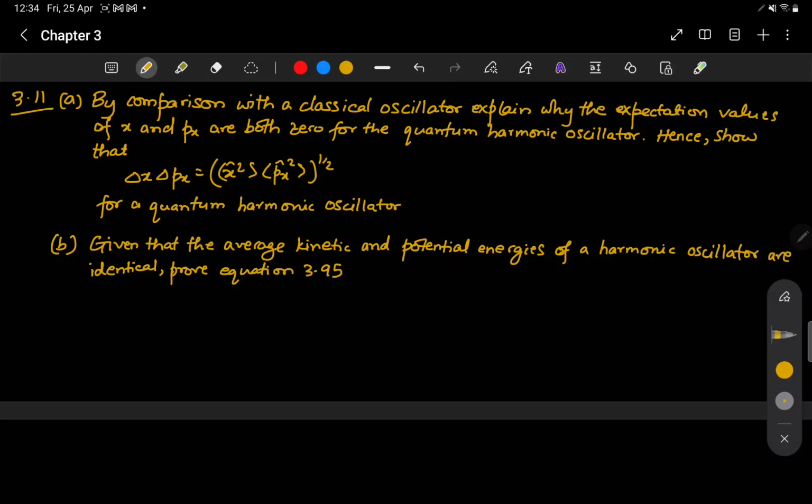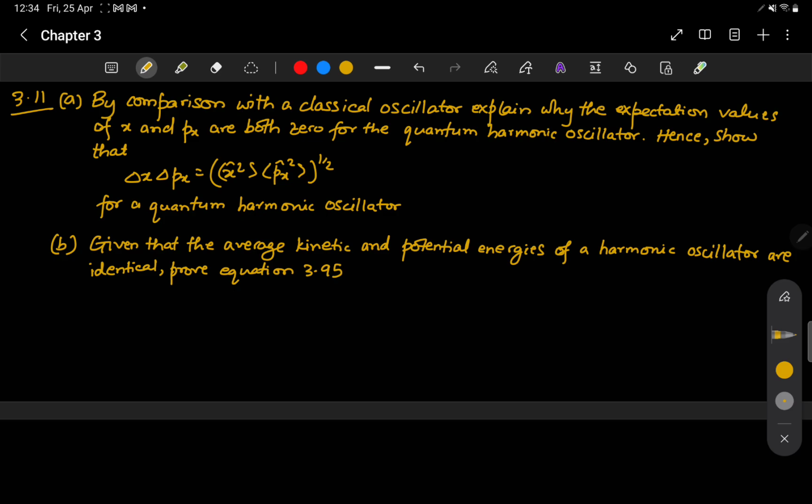Problem 3.11. It has two parts. Part A. By comparison with a classical oscillator, explain why the expectation values of x and px are both 0 for the quantum harmonic oscillator. Hence, show that delta x delta px equals square root of expectation of x squared times expectation of px squared for a quantum harmonic oscillator.